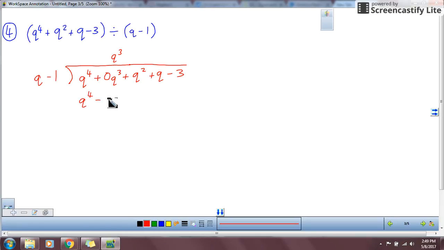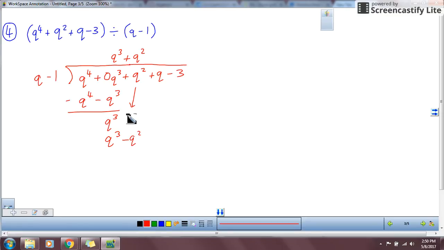Let's have a look at this one. This one's a little bit different. We're going to start the same way. We've got q minus 1. We're going to divide that into this. Notice how if our biggest term is to the power of 4, we have no term to the power of 3. You actually have to say 0q to the power of 3. Otherwise, this long division is not going to work.